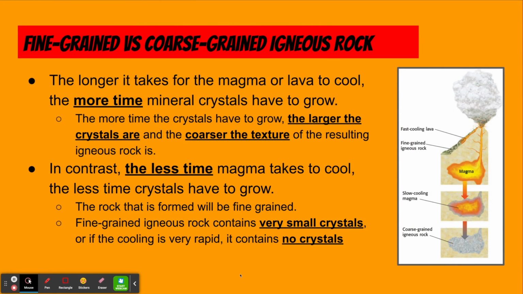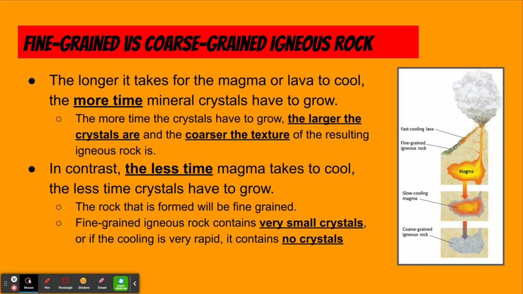Okay, fine grained versus coarse grained igneous rock. The longer it takes for the magma or lava to cool, the more time mineral crystals have to grow. The more time they have to grow, the larger the crystals are, and the coarser the texture of the resulting igneous rock is. So think, if it took a long time for it to cool, then it had a lot of time to crystallize.